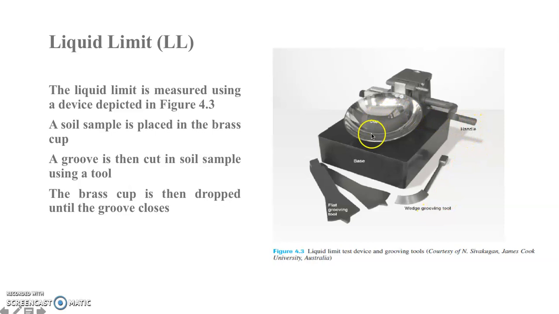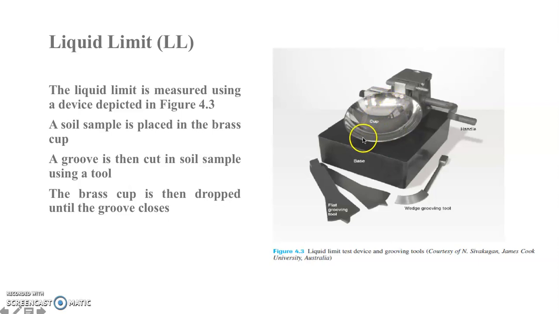So how are we going to perform this? Actually, this is done in the laboratory so that we can obtain the value of the liquid limit. You're going to place a soil sample inside the brass cup. Once the soil sample is in the cup, you're going to split the middle part of the soil sample using a grooving tool.